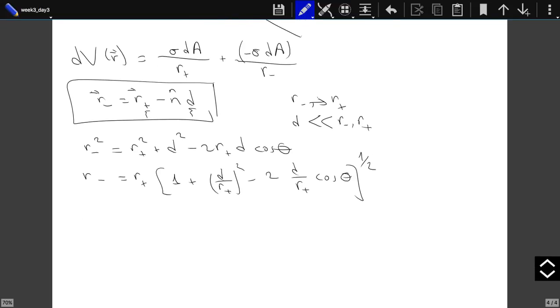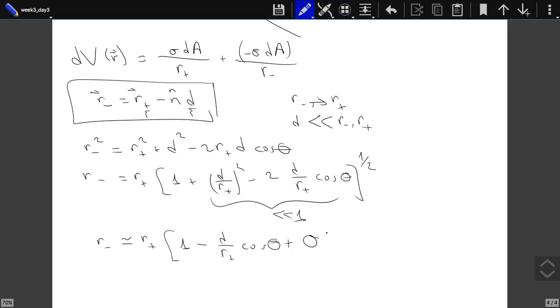And then since D is much smaller, eventually we are taking the limit that D goes to 0. This number over here is much smaller than 1. And so R minus is approximately R plus times 1 minus D over R plus cosine theta, plus terms that are proportional to D over R plus squared.